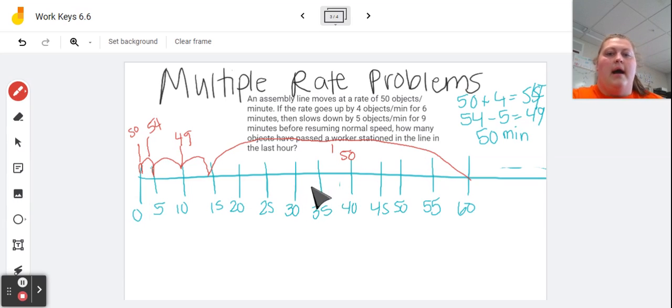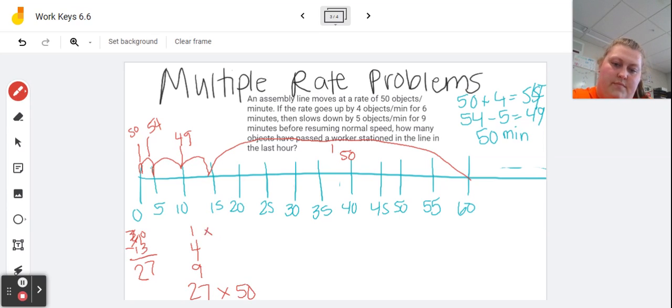So now I'm going to figure out the time for each of them and calculate that. So I have 1 minute, and then I have 4 minutes, and then I have 9 minutes. So 9 plus 4 is 12, 13. 60 minus 13 gives me 27. So the last 27 minutes are at 50. And then I'm going to do 4 times 54 and 9 times 49. So that gives me 4 times 54. I need my calculator. I cannot do that in my head.